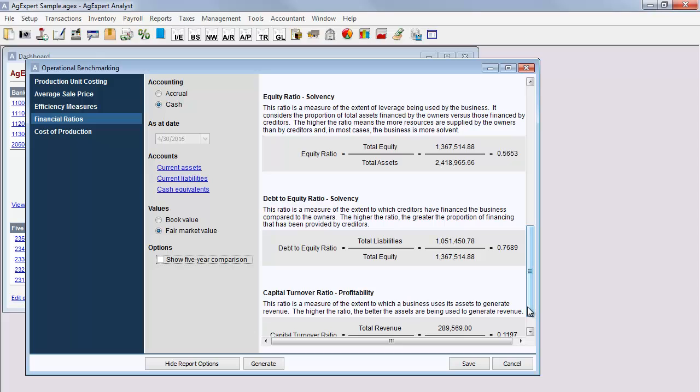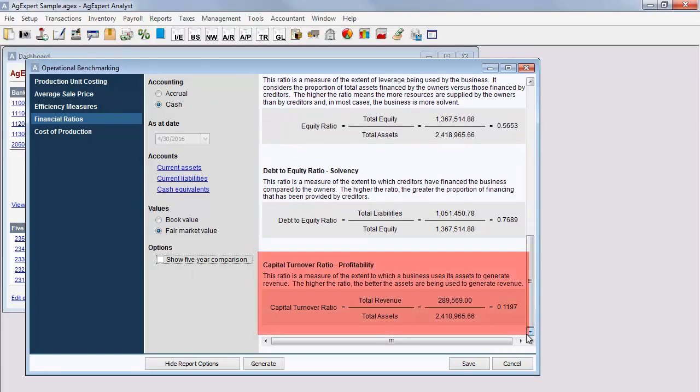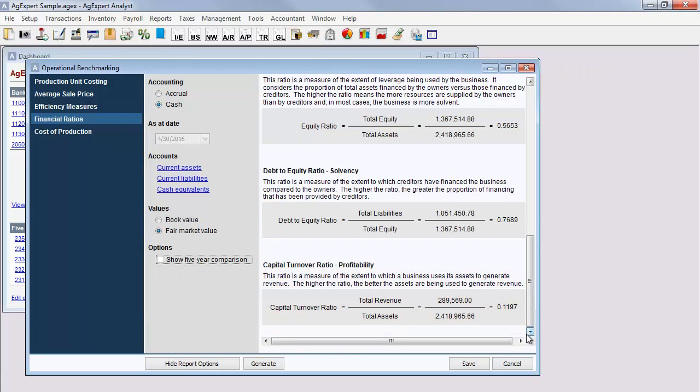Finally, the capital turnover ratio indicates the extent to which a business utilizes its assets to generate revenue. The higher the ratio, the better the assets are being used to generate revenue. This indicator generally needs a comparison to be effective.